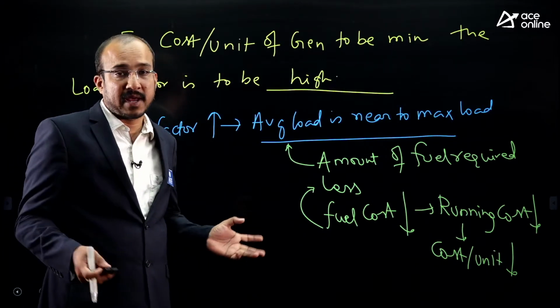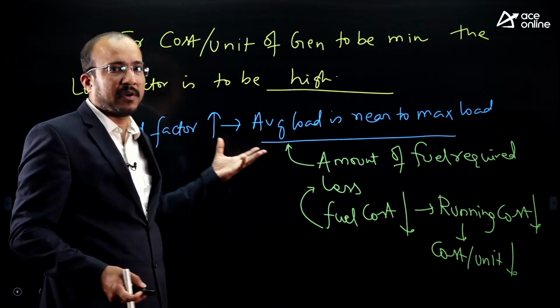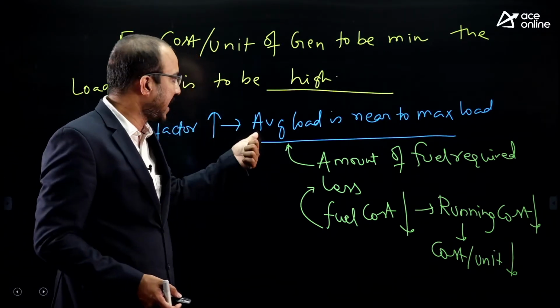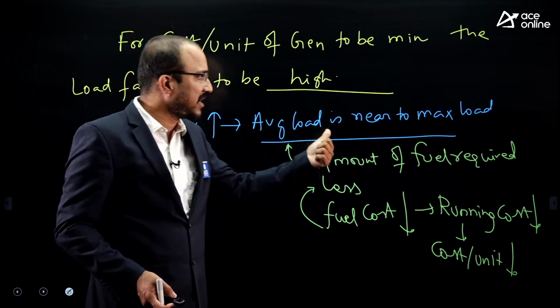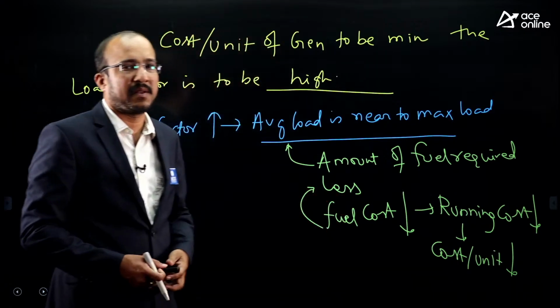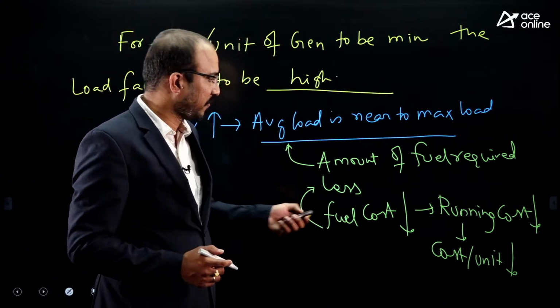An objective type question may be framed like this: for the cost per unit of generation to be minimum, what should be the load factor? Load factor should be high. Then it shows that average load is nearer to maximum load, running cost gets minimized and the cost per unit will be less.